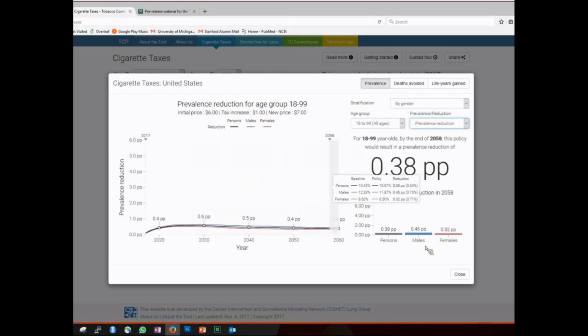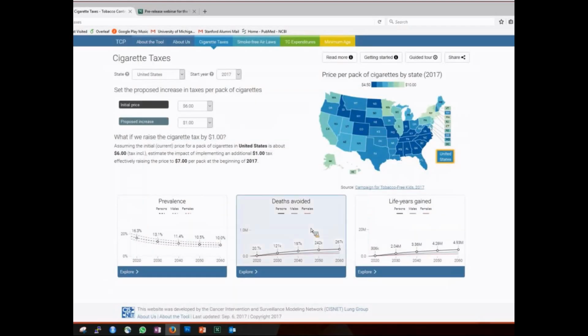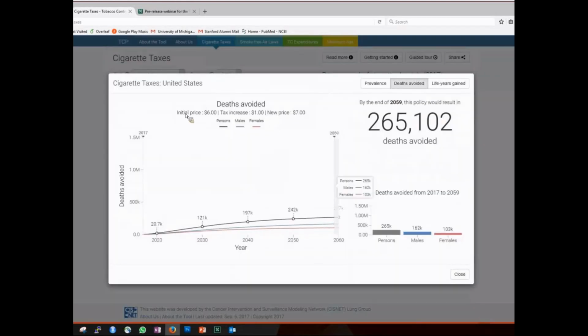Let's take a look at deaths avoided. We get the same information at the top, the summary of our policy, and then as you hover, you get information on the estimated number of deaths avoided. So here, for the United States, an estimated 238,000 deaths would be avoided if we simulate a tax increase of $1.